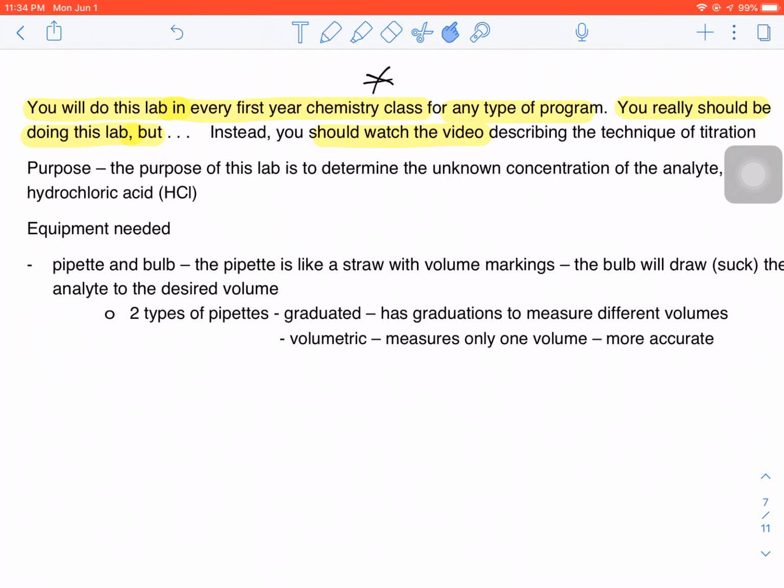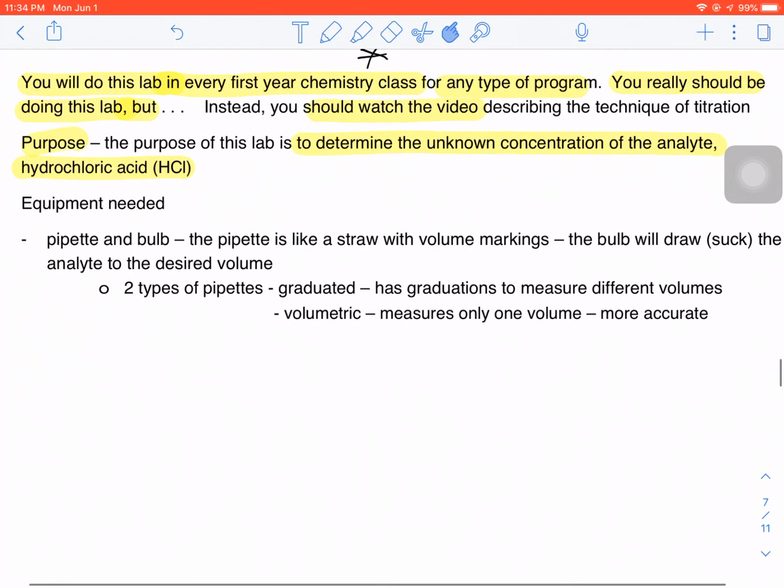the purpose of the lab is to determine the unknown concentration of the analyte. In this case, the analyte is hydrochloric acid. So what is the concentration in moles per liter of hydrochloric acid?